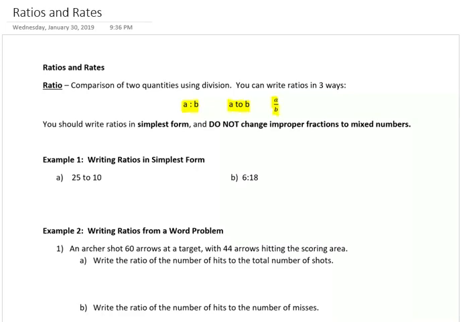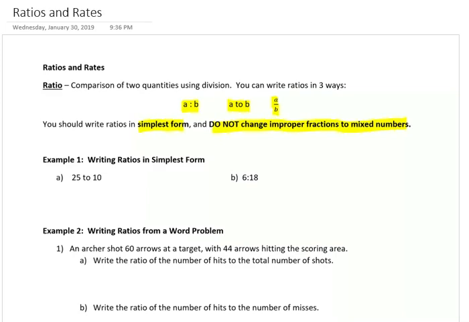We should also keep in mind that we should write ratios in simplest form. We should also not change improper fractions to mixed numbers, because if you change it to a mixed number, you don't see that comparison anymore. So example 1, we're going to write ratios in simplest form.